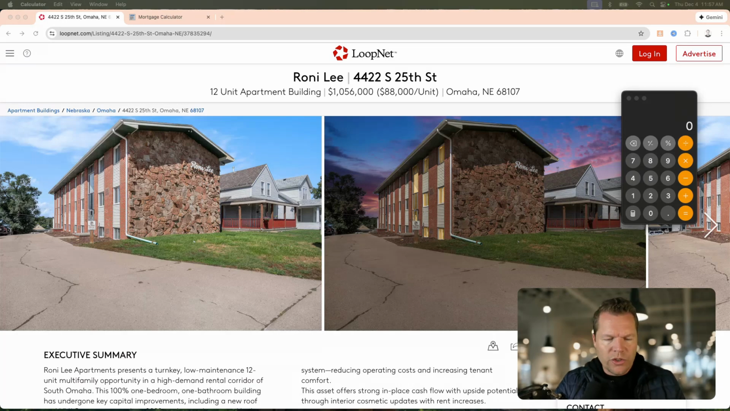You need to know what you're looking at. You need to know what you're looking for. You need to know how to analyze these deals so that you can make good investments. If you don't know how to analyze a deal, it's kind of pointless because you're going to end up with a bad deal. So it's not that complicated. It's kind of detailed, but it's not all that complicated.